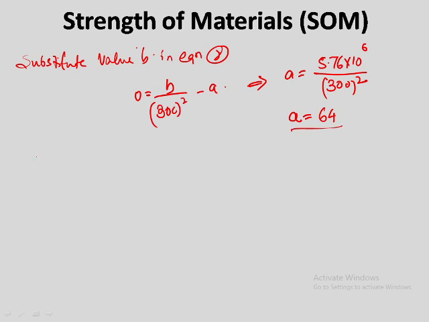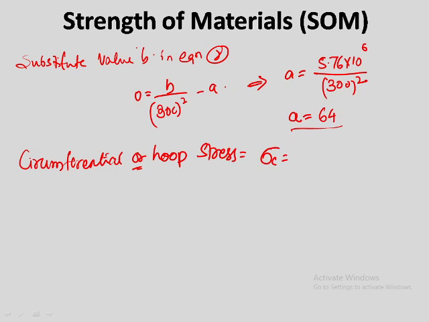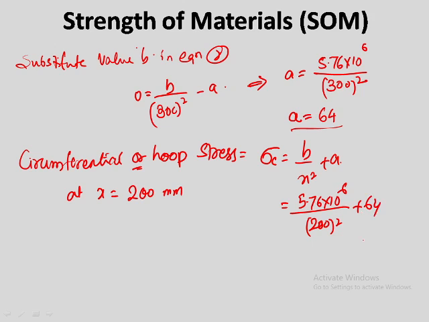Now you can calculate the circumferential stress at any position. Let us calculate here first. The circumferential or hoop stress, sigma c, at x equal to 200 mm. This is B by x square plus A. Now B is 5.76 into 10 to the power of 6 divided by 200 square plus 64.